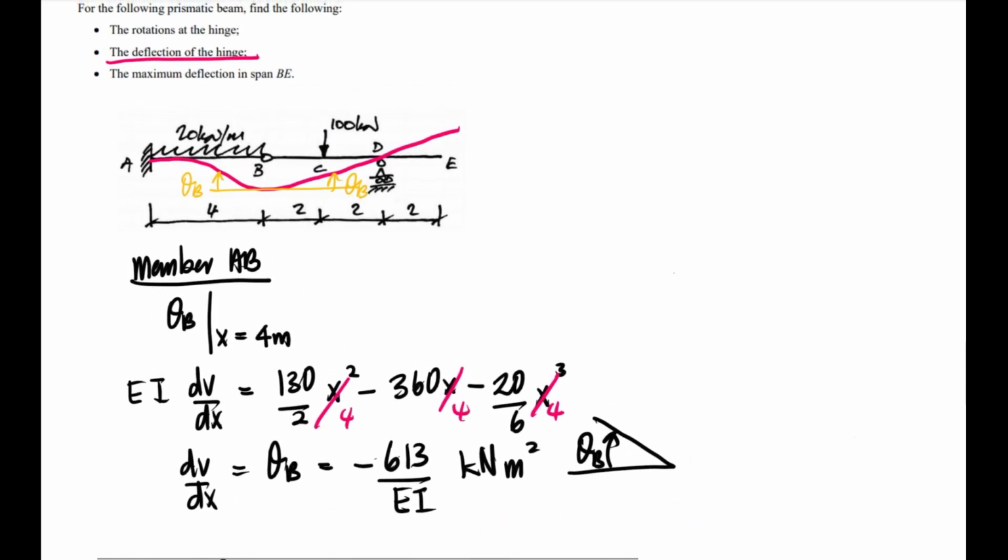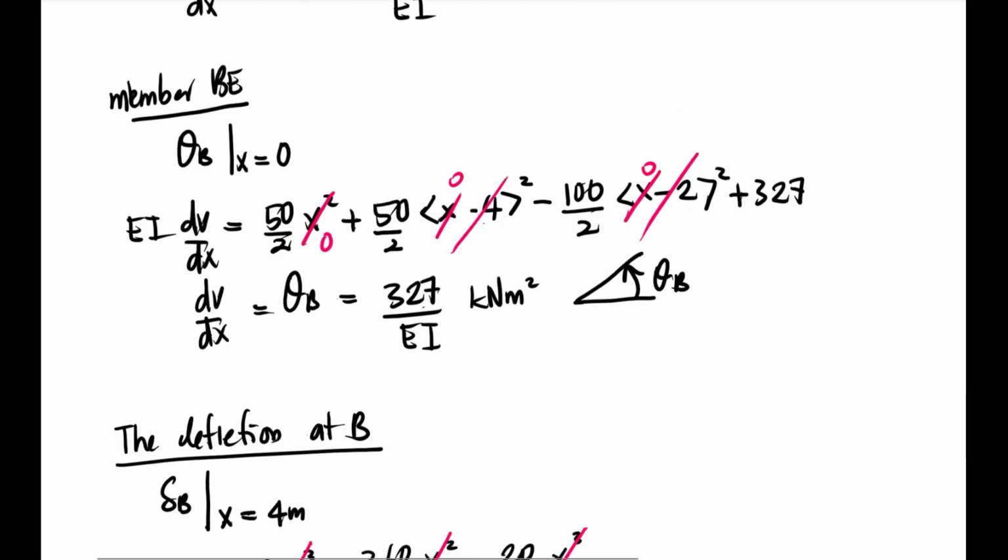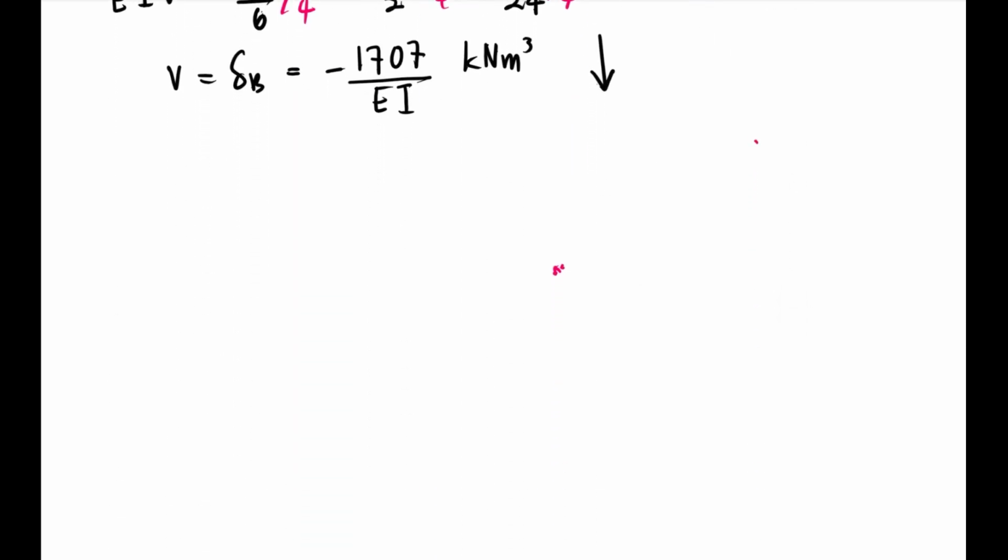Okay, the last question is to define the maximum deflection in span BE. In this case, there are two possibilities based on the elastic curve. Based on the elastic curve, we can know either the deflection at B or the deflection at E. So you already defined the deflection at B. Now we go on to define the deflection at E, for member BE.